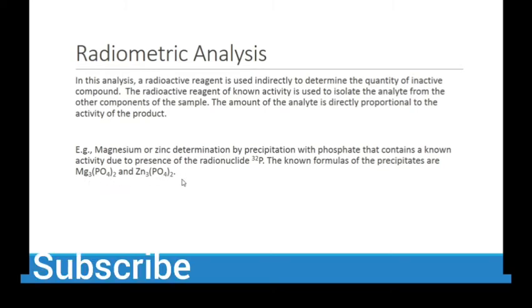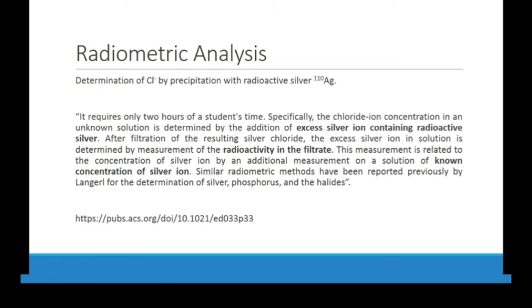So you have the extract, and then you measure the radioactivity of this compound, and by this formula you will know how much zinc is attached with how much phosphorus. You have the precipitate, and then you determine the concentration of magnesium and zinc. This is a very simple method: you have a sample with an unknown quantity of magnesium, you add phosphorus from outside, mix it, isolate the precipitate, and then measure the radioactivity of the precipitate.